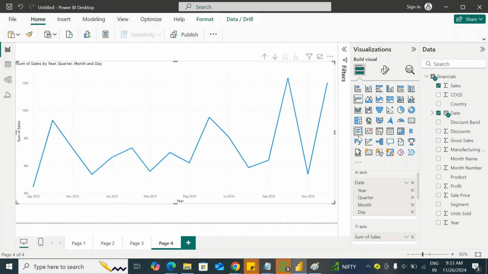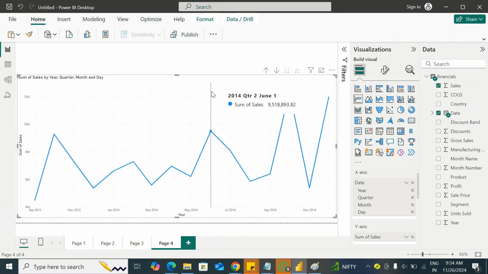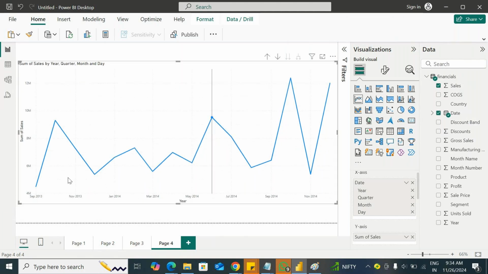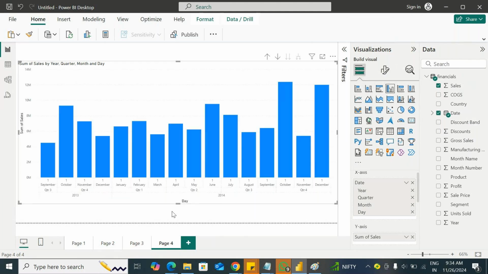So whenever we have date-based data or year-based data or month-based data, in the given context we have a small amount of data only. I think they have one fiscal year of data, or 2 years of data, from September 13 to November 14. But if you have more data, we are going to get more bars. Okay, more lines we are going to have. If you are using this bar chart, you are going to get it like this.